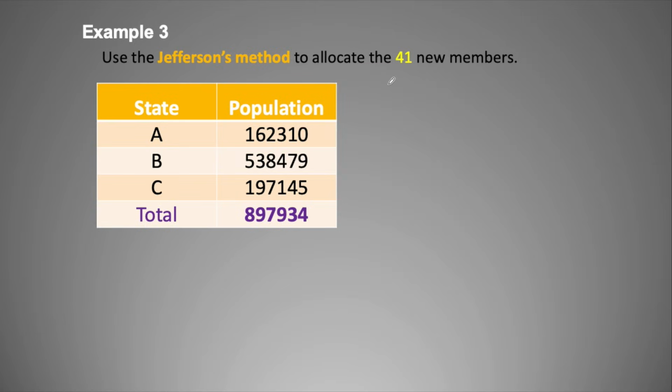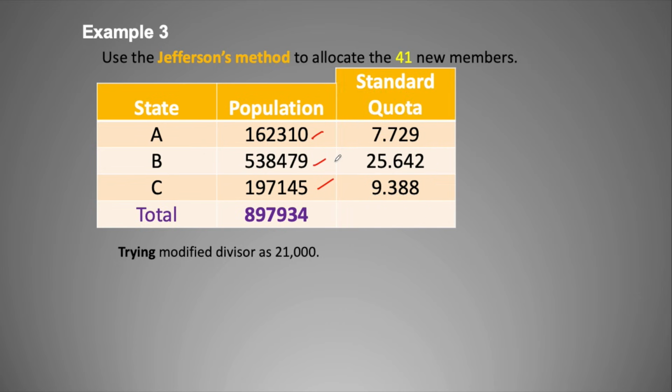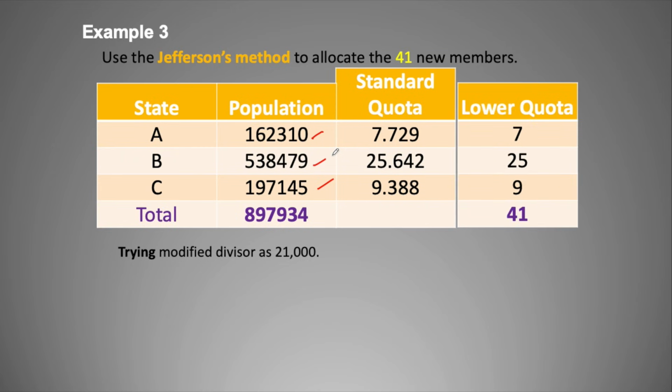And by trial and error, I came up with this modified divisor, which is 21,000. And dividing each population by 21,000, we're going to have this standard quota. Cutting off the decimal values, we're going to have 7, 25, and 9, which leads to a sum of 41, which completes the 41 new members to be assigned in different states.